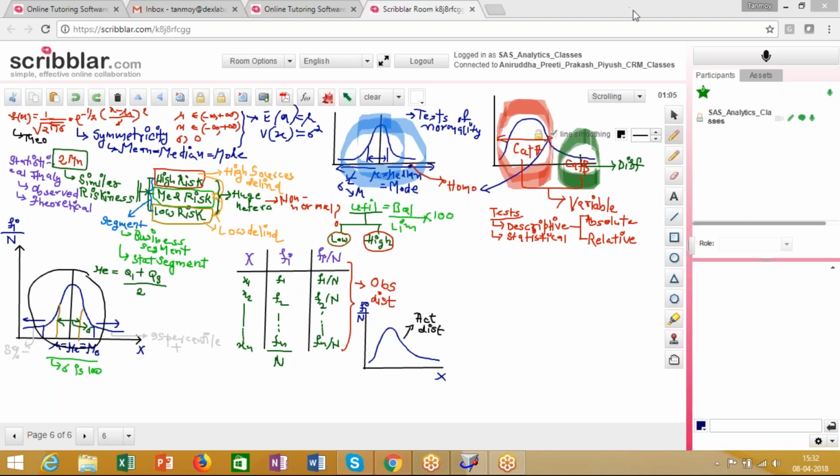Till then, just try to be very clear about two things: the observed distribution and the theoretical distribution. When we come back, we'll start off with the explanation of how the test will be done and how this check will be done. So till then, just give me some time. I'll finish my lunch and I'll be back. Just go through these two basic concepts.